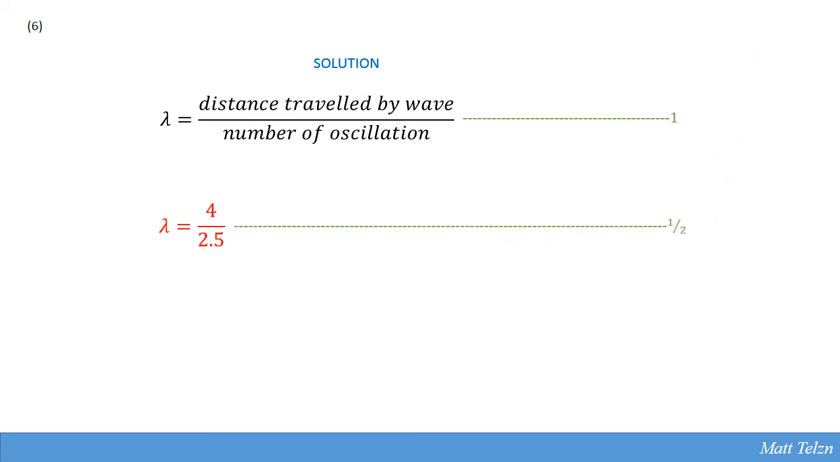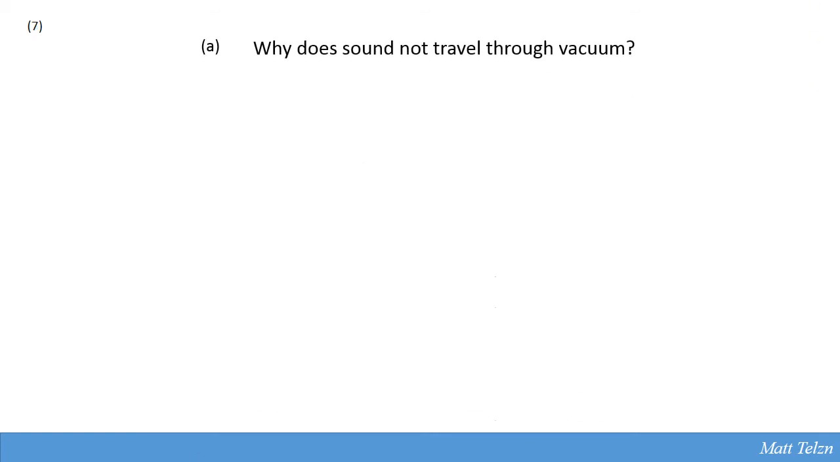The distance travelled is 4 meters. Then our number of oscillations is 2.5. Then the final answer, which is 1.6. The mark allocated is half. You can only score half for the final answer when the unit is there. Without the unit, it is 0. So you see, the formula is 1 mark, correct substitution half, and your final answer half. The total mark for this question is 3. Right? Move to the next question.